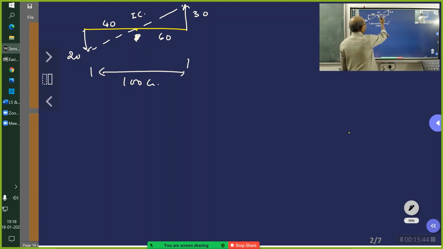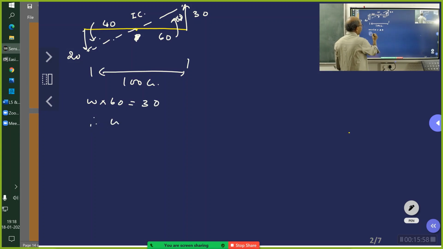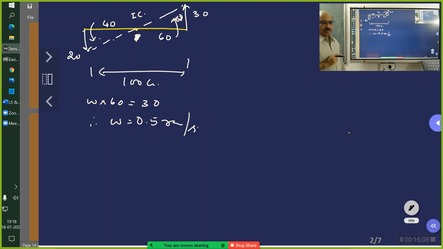Then with respect to this point, this is moving with omega, and with respect to the same point, this is also moving with omega. Therefore, omega into 60 must be equal to 30. Therefore, omega must be equal to 0.5 radians per second. And this is located here. Quite simple, right?